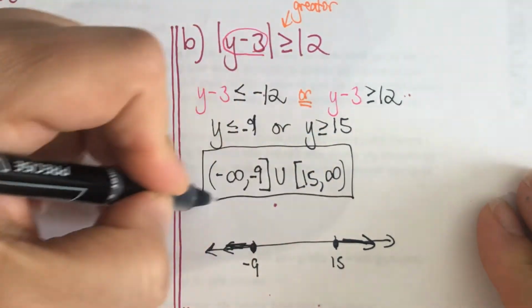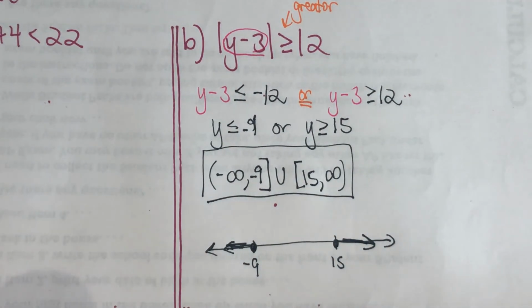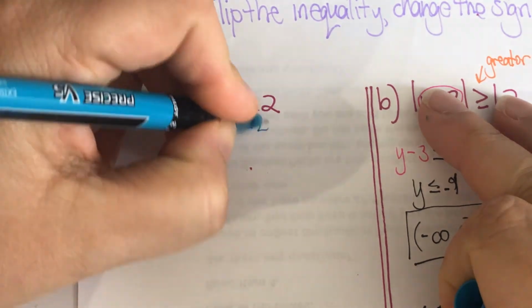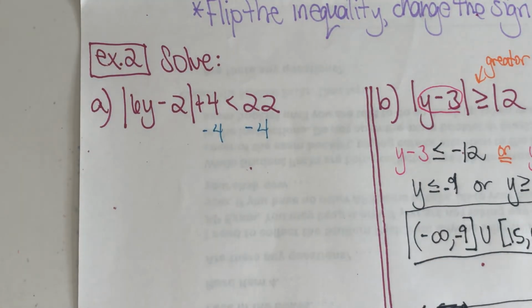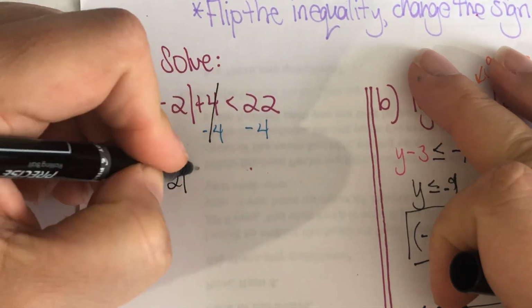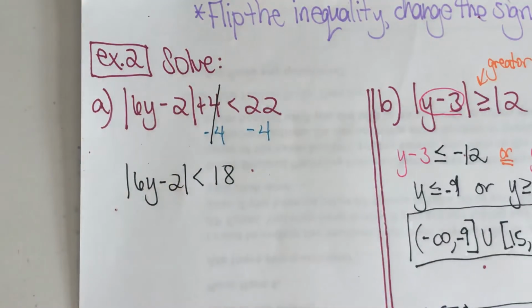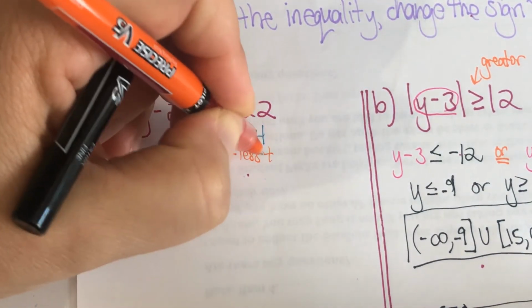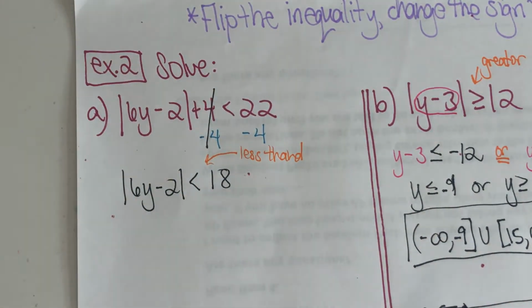This is how I want you to write your answers. I don't believe the back of the book shows them that way, but that's how I want you to write them, okay? All right, last one. Just like before, the first thing I need to do is to get the absolute value by itself. So I'm going to subtract 4 from both sides. So I'm going to have the absolute value. That's going to go away. This is a less than. So it's going to be an and inequality.